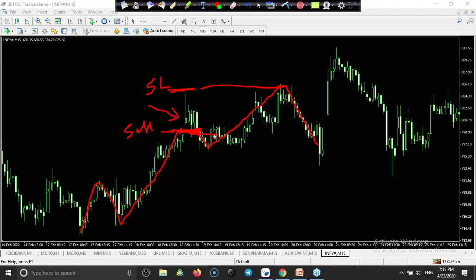Why is this not a valid sell signal? Why are these doji patterns not a valid signal? Why is it not a valid signal here?